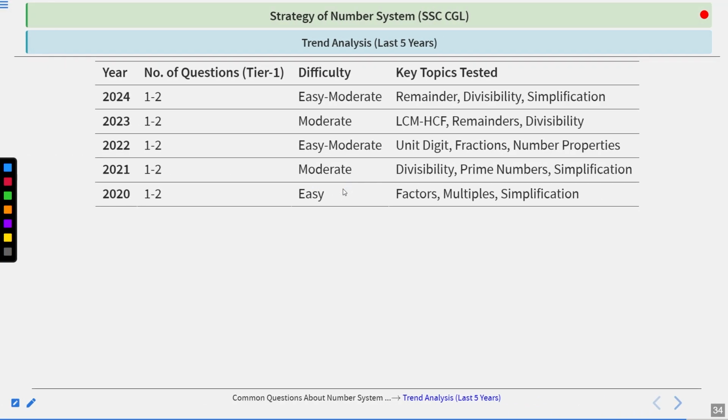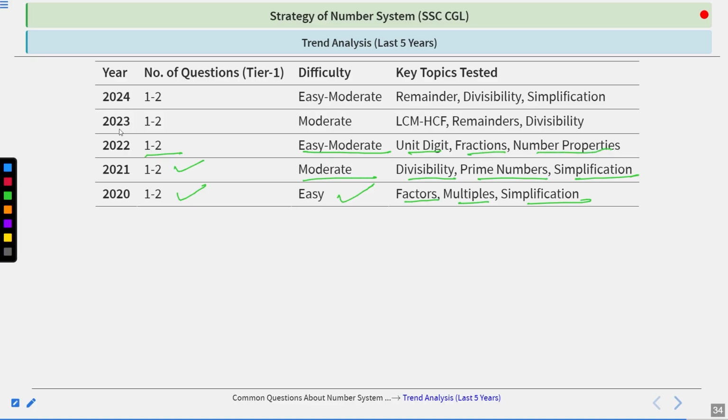So, trend analysis of the last 5 years. In 2020, 1 to 2 questions were asked and the paper was easy. Questions were related to factors, multiples and simplification. In 2021, 1 to 2 questions were asked, moderate level, based on divisibility rules, prime numbers and simplification. In 2022, 1 to 2 questions were asked, some papers only 1 question and some 2, and the level was easy to moderate, based on unit digit, fractions and number properties.